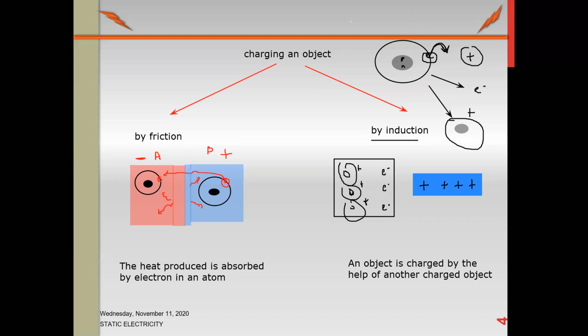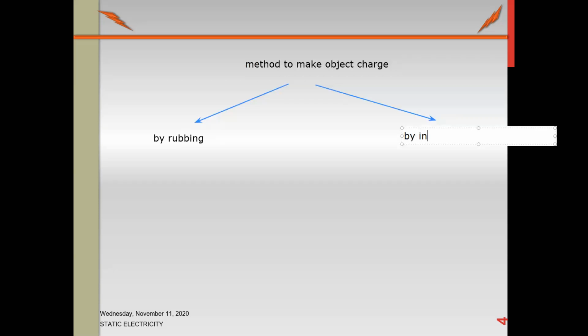So simply, if you want to charge an object, if you want to make an object charged, there are two methods to make a charged object. One is by rubbing. Another one is by induction. So in rubbing, what we do is take two surfaces, initially uncharged, two different surfaces, and we rub them together.